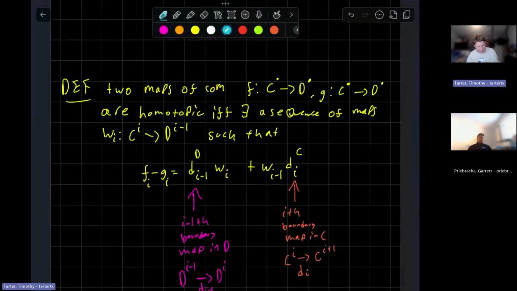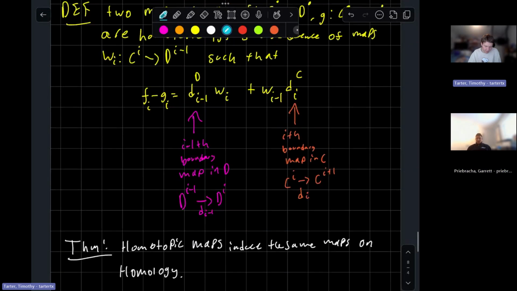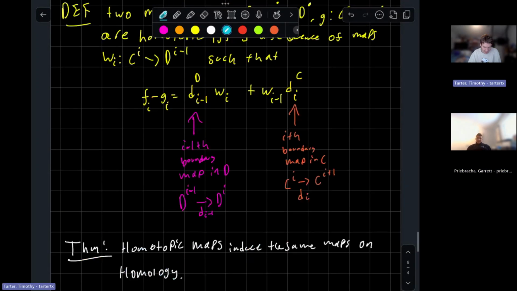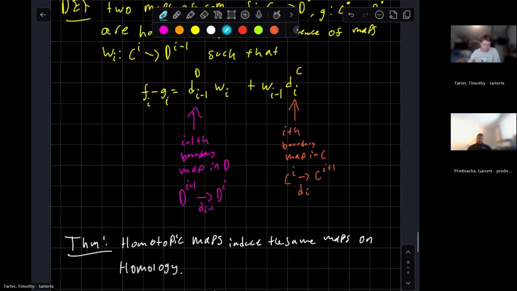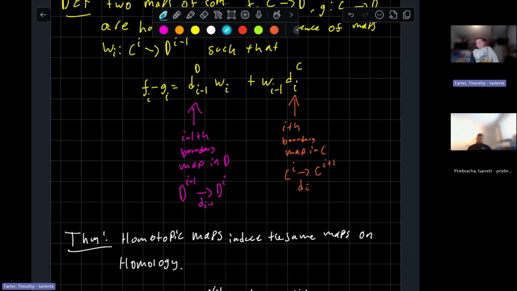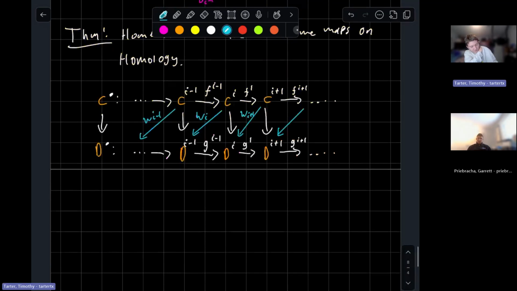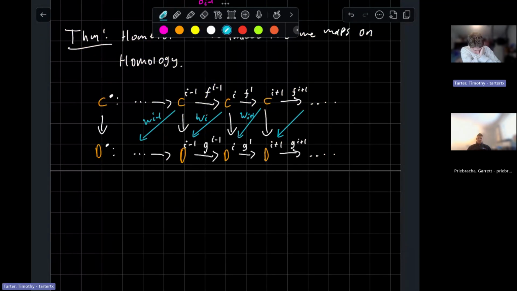Oops, I keep doing that. And then fi minus gi. Bro. What? Understanding this definition is like a headache. And the thing that sucks is I know that this is going to show up in the algebraic topology seminar later. So I know it's going to be important.